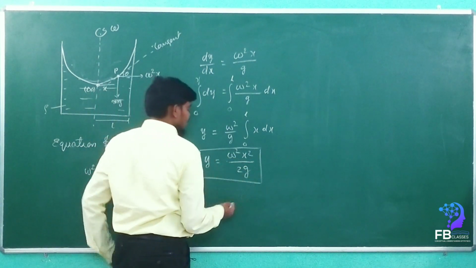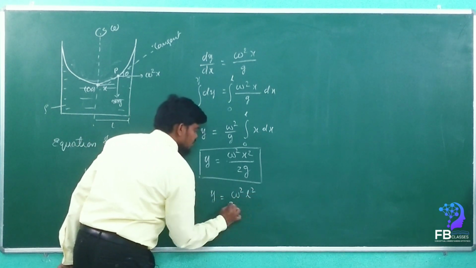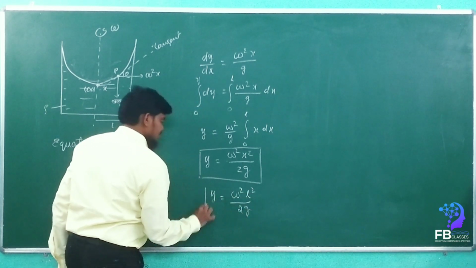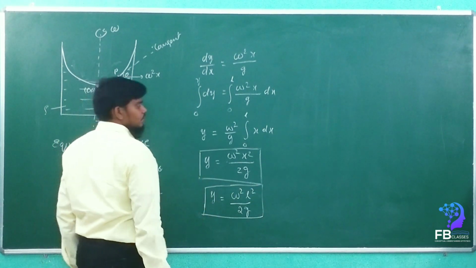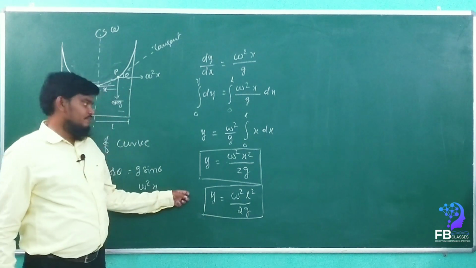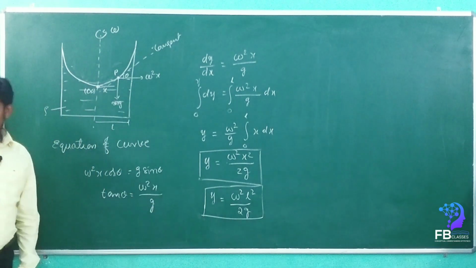So here instead of x, what can we write? y is equal to omega square L square by 2g. So if you apply the limits, got it? This is the final equation. Do you understand, everyone? So make a note of it, then we can go further.